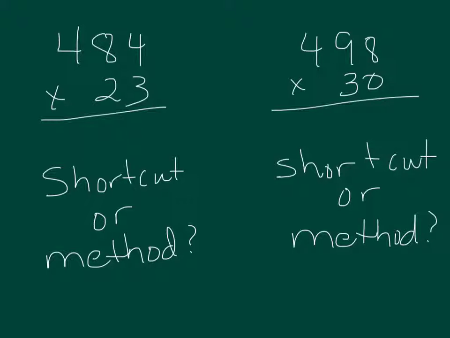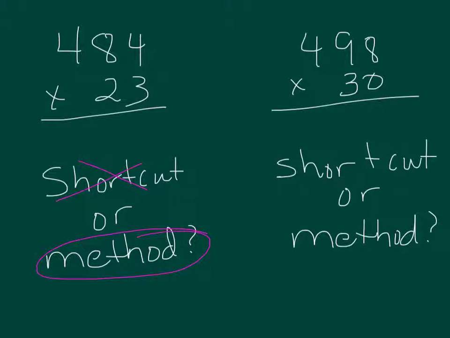Alright, what about these? You ask yourself, is this a multiple of 10? If I count by 10s, would I eventually land on 23? Could I use a shortcut of 0? Do I need to use a method? If I count by 10s, I will never land on 23. So this is not a multiple of 10, so therefore I cannot use a shortcut, and I need to use a method of lattice or big zero or area model or distributive property.